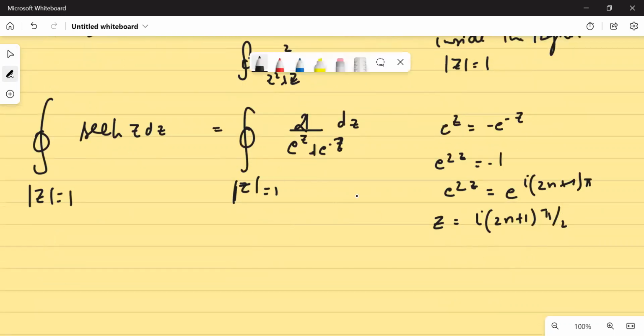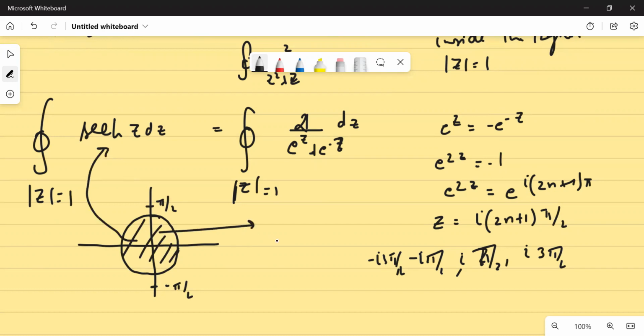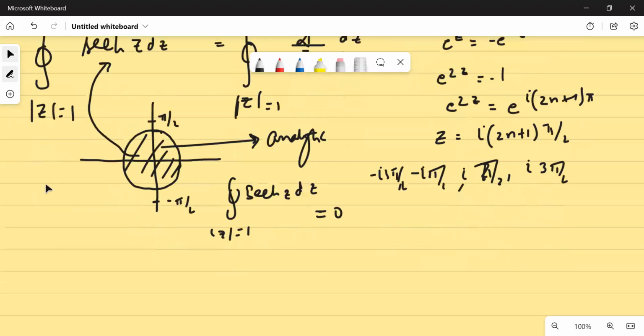If you just try to place n equal to 0, you will get i pi by 2, then you will get i 3 pi by 2. And if you place minus 1, then you will get minus i pi by 2, minus i 3 pi by 2, and so on and so forth. So you can clearly see that all these singularities do not lie inside the unit circle. They will always lie outside the unit circle. So clearly, inside this unit circle, my function sech z is an analytic function. Since this is an analytic function, I would say the integral of sech z dz over the unit circle is 0. Okay, so all of these things you have to keep in mind.